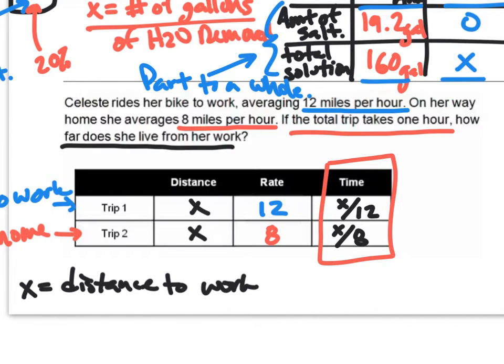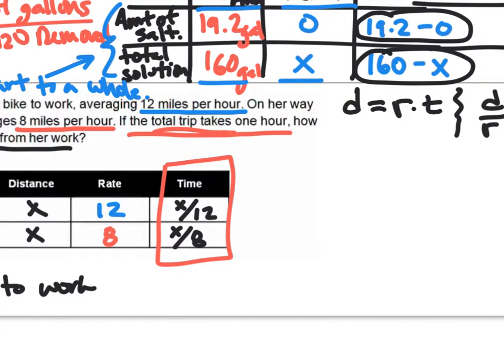The total trip is 1 hour. So the time there took a certain amount of time, the time back took a certain amount of time. If you add them together, what do you get? 60 minutes or 1 hour. So if I take x over 12 plus x over 8, that's going to give me 1 hour. That's the hard part, coming up with that. That takes practice. This is the hard part right here, writing that.